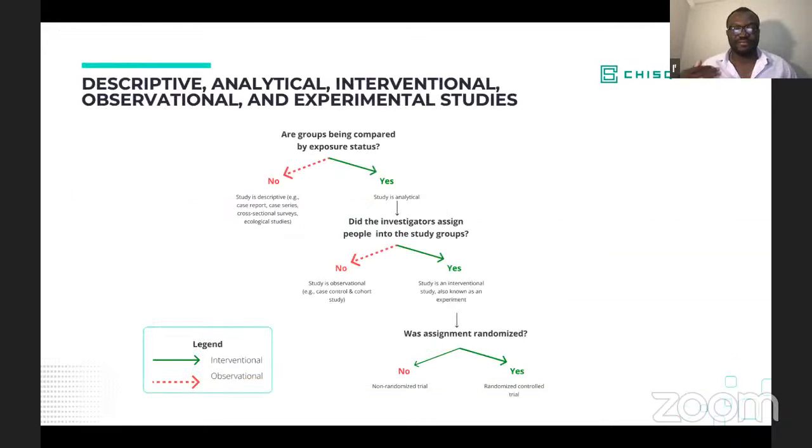So this is another way of framing what we just discussed. This is just a single slide description of all these two or three previous slides in one. And this is just a summary of epidemiology, or the kind of studies that we have in epidemiology. So we first of all start by asking, are groups being compared by exposure status? In other words, are we comparing two or more groups together? If the answer is no, then that study is automatically descriptive.